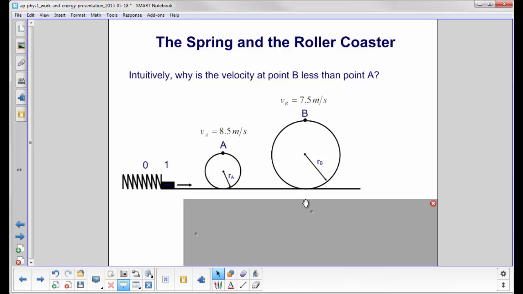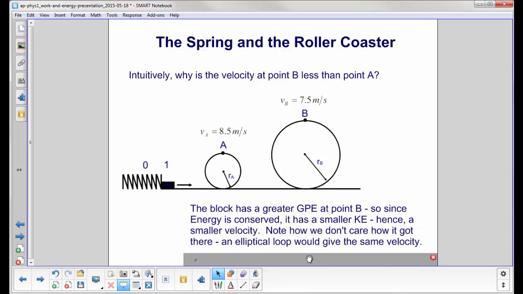Okay, hopefully you've already worked this out with your groups. And here we go. The block has a greater gravitational potential energy at point B. So since the energy is conserved, it has a smaller kinetic energy. Hence, you have a smaller velocity. What's really nice about this is we really don't care if this is a circle, if it's an ellipse, if it's any kind of loop. All we care about is the height that it gets to.